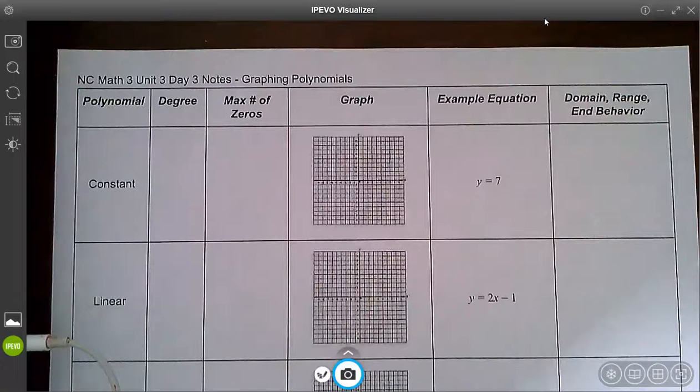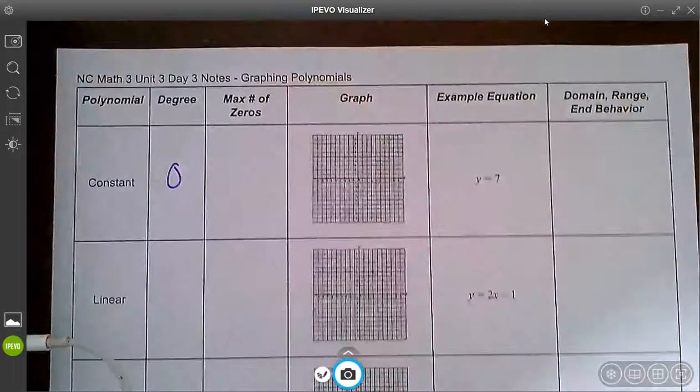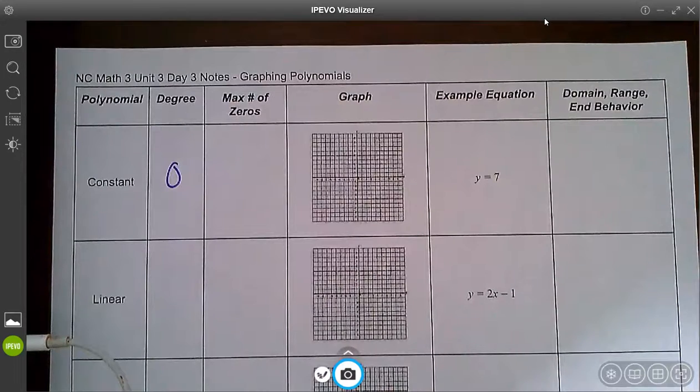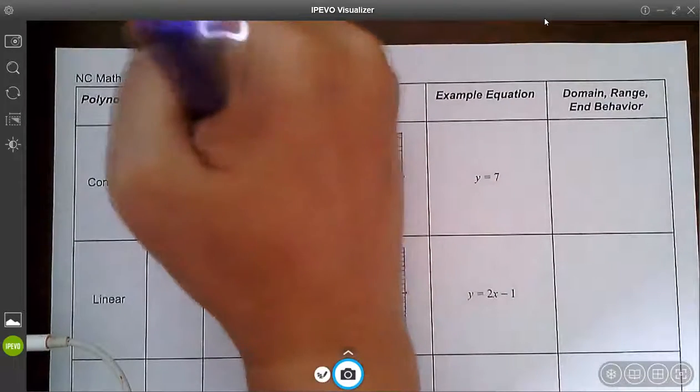Math 3, Unit 3, Graphing Polynomials. So I'm going to start with going over the different types of polynomials. The first one would be a constant equation. This has x of degree 0 because anything to the 0 power is 1, which means it has no zeros. Remember, zeros are x-intercepts.